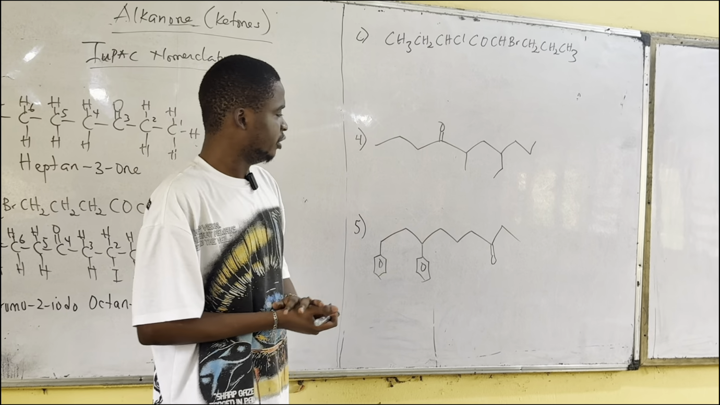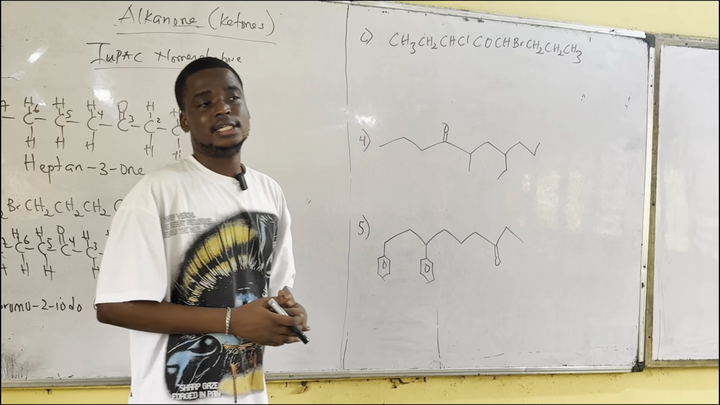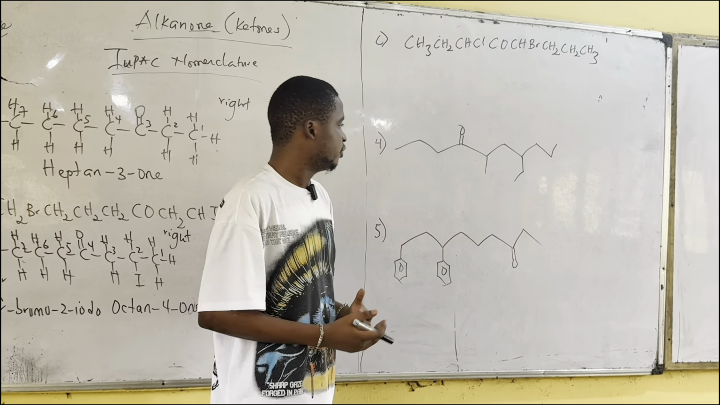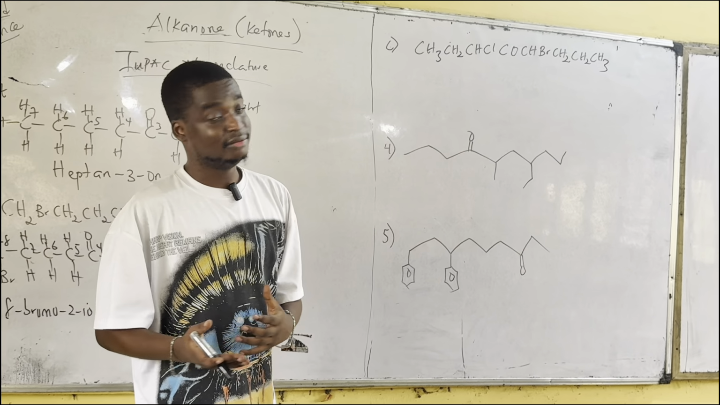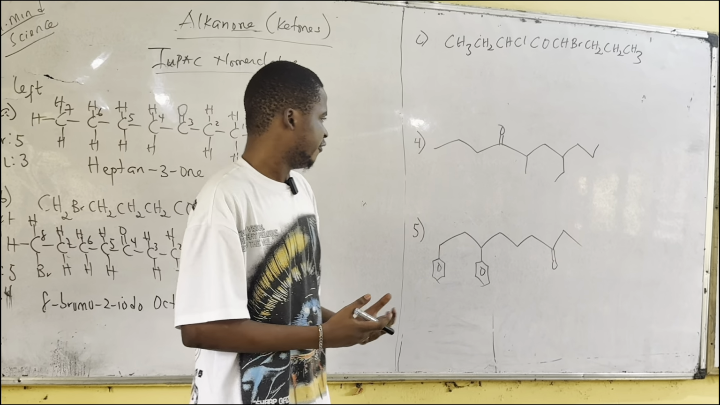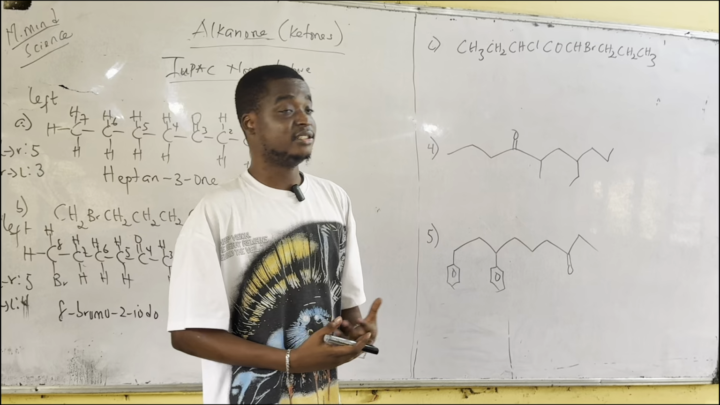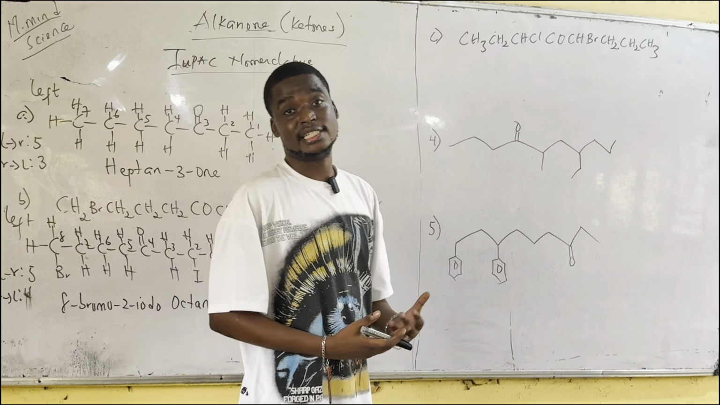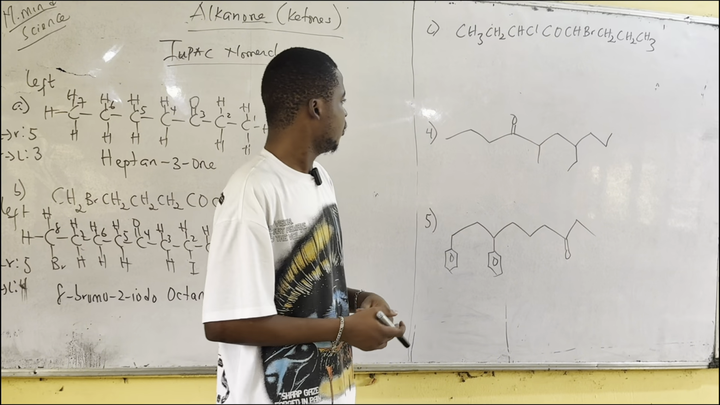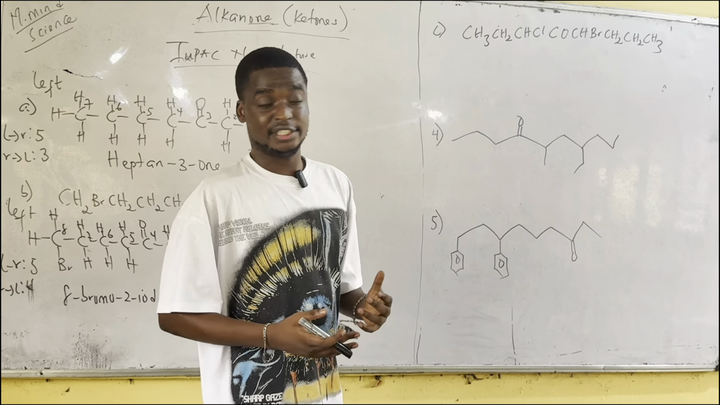For structure D, we have a skeletal structure. Now why is this called a skeletal structure? It's called a skeletal structure because you're not seeing carbon and hydrogen, you're just seeing lines. I've said that you see this a lot, not at the basic level, but at university level and beyond. So the rule still remains the same, it doesn't change.